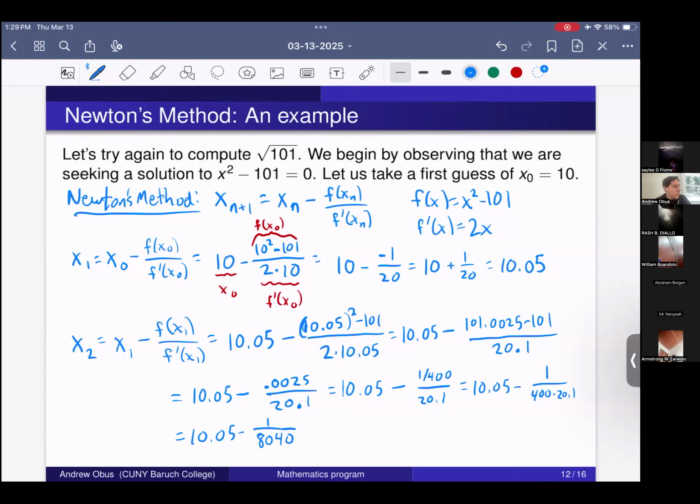Okay. So now you actually do have to put this into a calculator. You probably can't do 10.05 minus 1 over 8,040 by hand. So let me just do that. So this comes out to be 10.049876. And amazingly, this is correct for the square root of 101 up to all 7 decimal places. So this is correct to 7 decimal places.